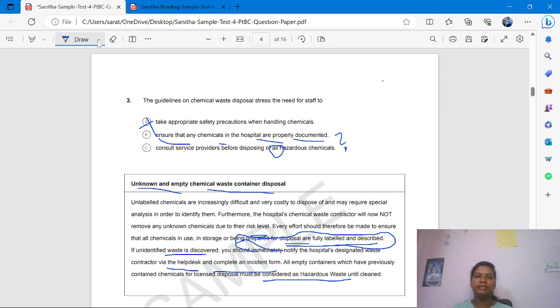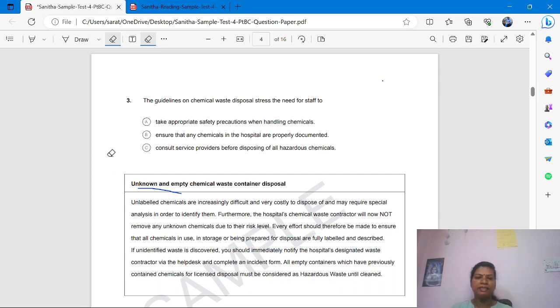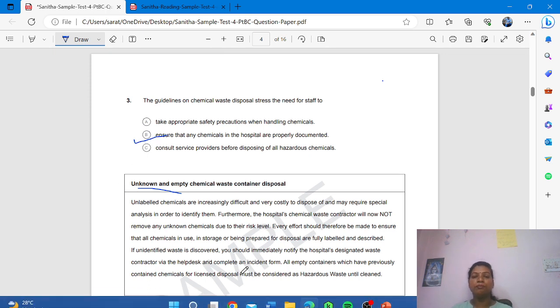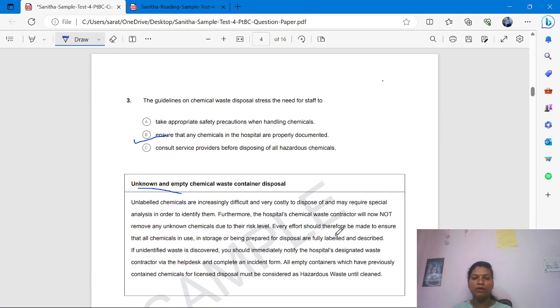So what is the answer here? Tell me. Are you getting it? I hope you are following me. The answer is: ensure that any chemicals in the hospital are properly documented. See how the answer is coming.